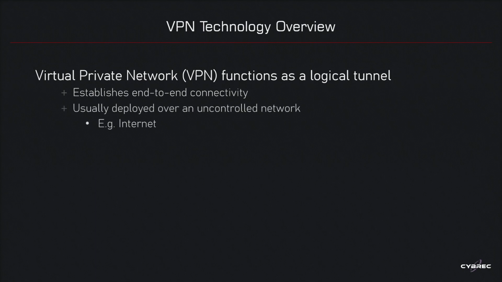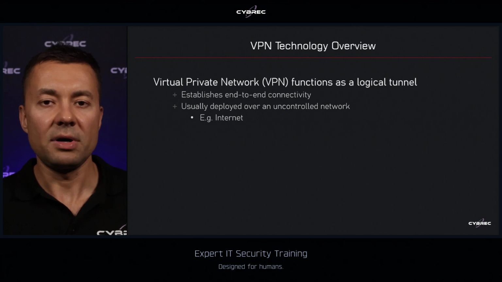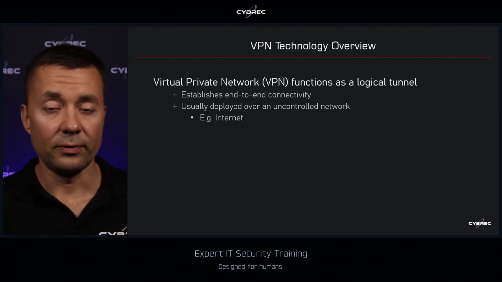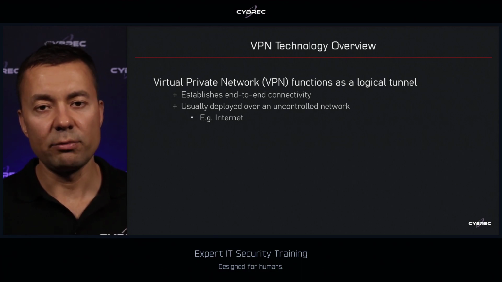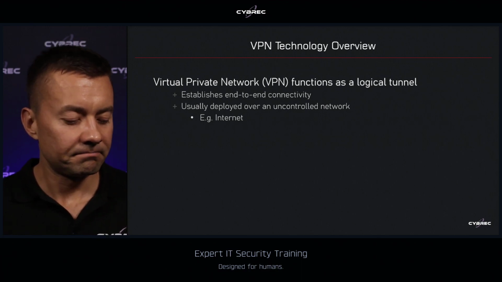That's the main function. As I mentioned, in most cases it is going to be an unsecure network that sits in the middle, but it doesn't have to be. It doesn't have to be the internet. In some situations, it is even possible to use VPNs within a single organization, within a single entity, for different reasons, some of which we will take a look at in one of our next videos.